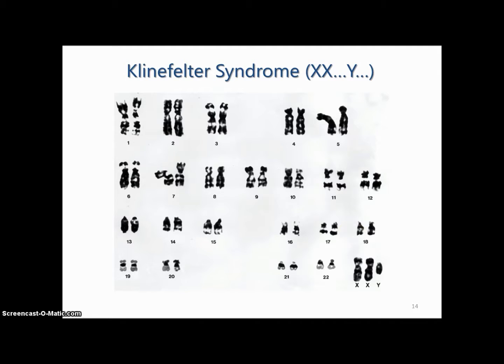These individuals are phenotypically male. They are often tall. They have small testes. They're sterile. They have slight feminization, normal intelligence, and they can be XXXY. They can have 3 X's, 4 X's. They can also be XXYY.